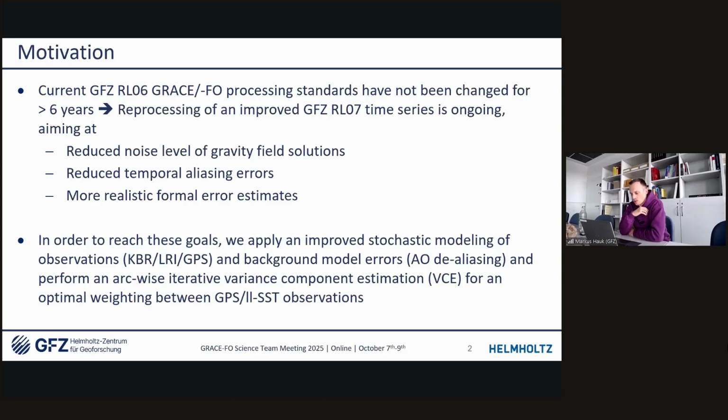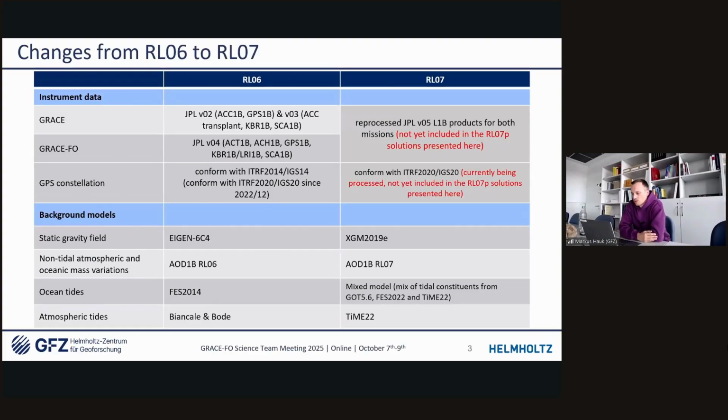In order to reach these goals, we apply an improved stochastic modeling of observations, as we have heard before also from the other centers, CSR and JPL, and background model errors, meaning that we use a VCM matrix for the aliasing model. And we perform an arcwise iterative variance component estimation for an optimal weighting between the two observation components, high-low and low-low SST. This table gives a short overview about major changes in terms of instrument data.